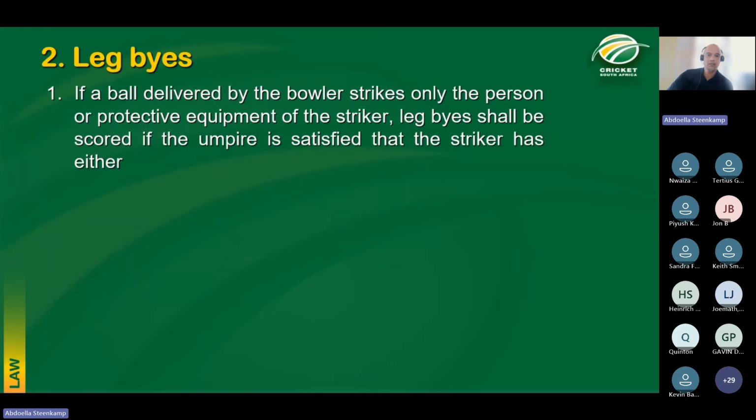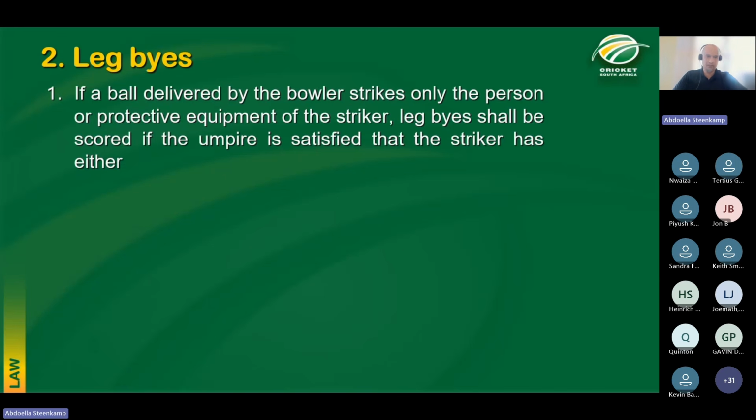Let's look at what criteria and conditions are in place for leg byes to be awarded. So firstly, the ball that was delivered needs to strike any part of the person or the protective equipment of the striker. So you can see this is different to byes. Under byes, it should not have touched anything. When it comes to leg byes, the ball strikes any part of the person or the protective equipment.